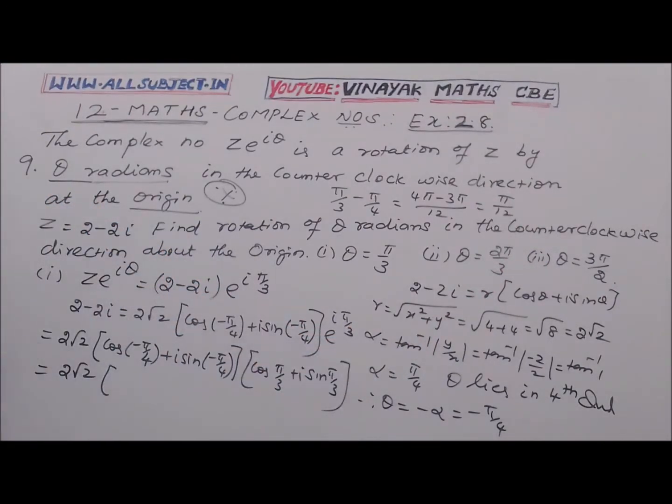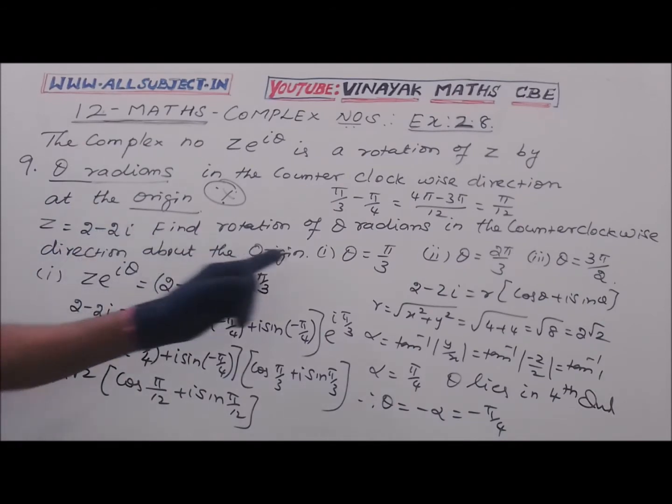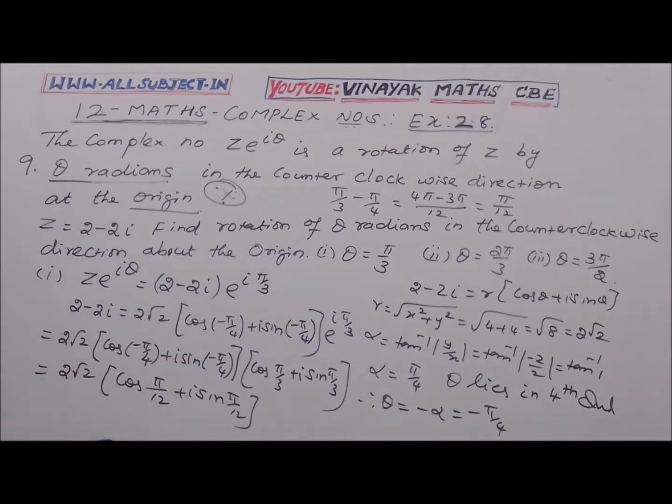So substitute here cos pi by 12 plus i into sin pi by 12. So when we multiply the complex number by theta radians pi by 3, in the counterclockwise direction about the origin, the new complex number is 2 root 2 into cos pi by 12 plus i sin pi by 12.